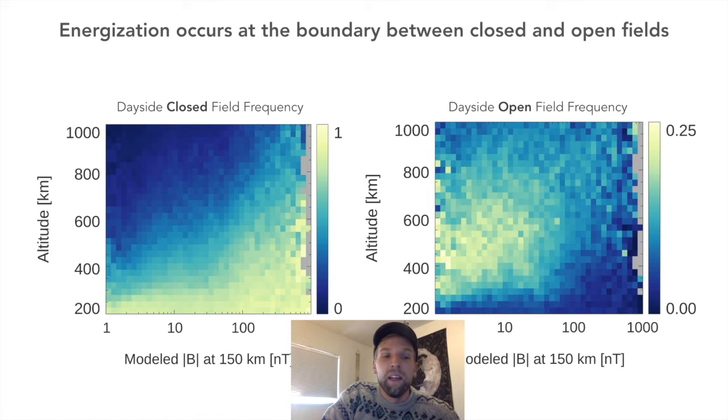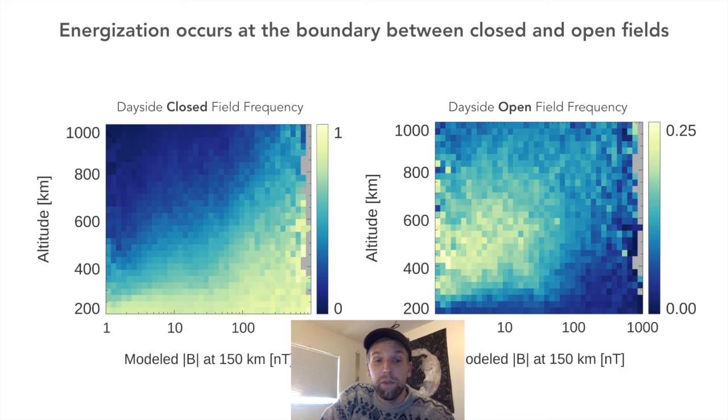In the left plot, I'm showing the frequency of observing a closed magnetic field line in that part of parameter space. 1 means that we see closed fields 100% of the time, and 0 means we see them 0% of the time. In the right plot, I'm showing where we see frequency of open field lines, and we can see that open field lines are found more commonly at high altitudes and in weaker crustal field regions, whereas closed field lines are found more often at low altitudes and in strong crustal field regions, as we would expect.